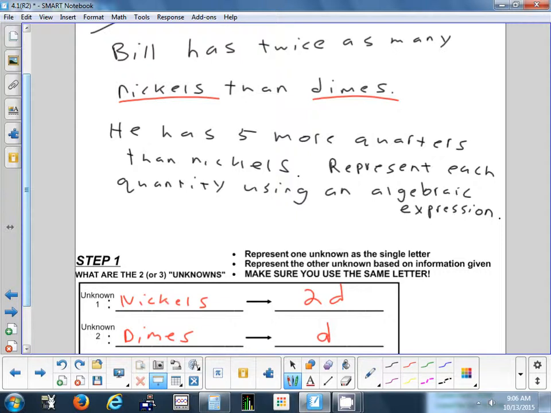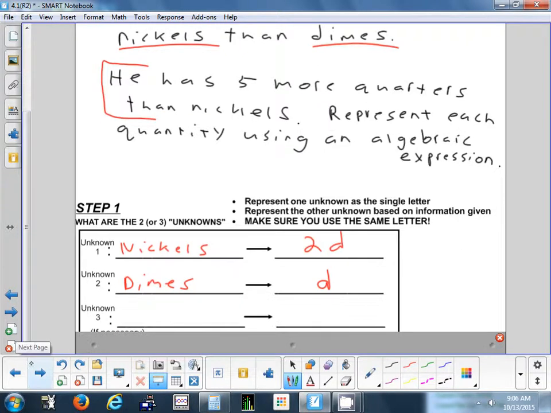All right. Is there any more information I can get out of that first sentence? No, we're done with that. Okay. Now we've got to read that next sentence. Okay. He meaning Bill. He has 5 more quarters than nickels. Okay, wait a minute. Now they're talking about something else. Michaela, what's the third unknown here? Quarters. Okay, now we've just introduced quarters.